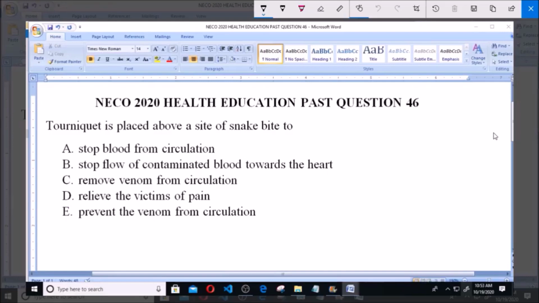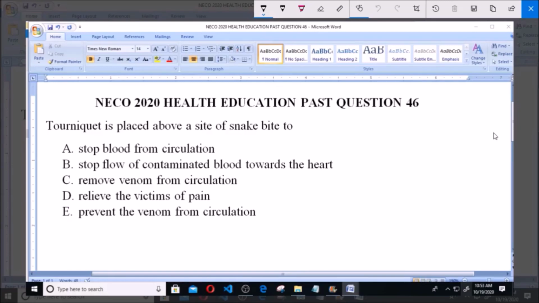I will be answering NECO 2020 Health Education Past Question 46. A tourniquet is placed above a site of snake bite to: A. Stop blood from circulation, B. Stop flow of contaminated blood towards the heart, C. Remove venom from circulation, D. Relieve the victim of pain, and E. Prevent the venom from circulation.